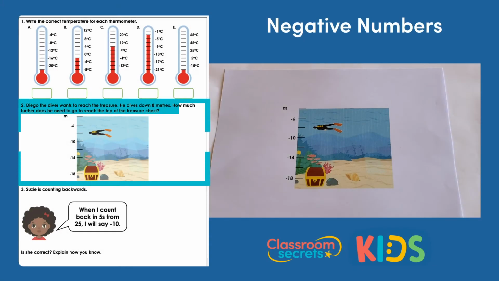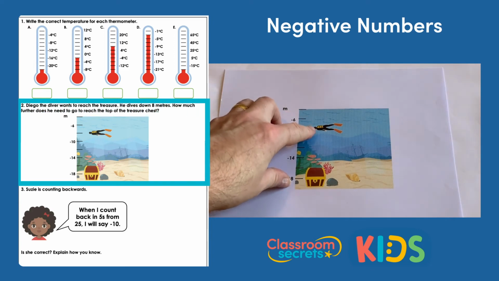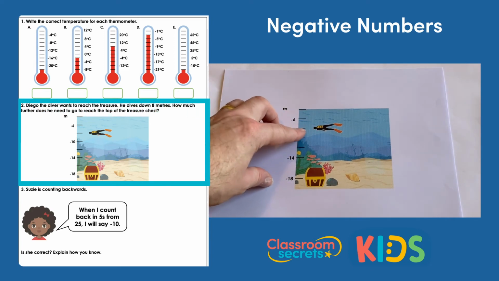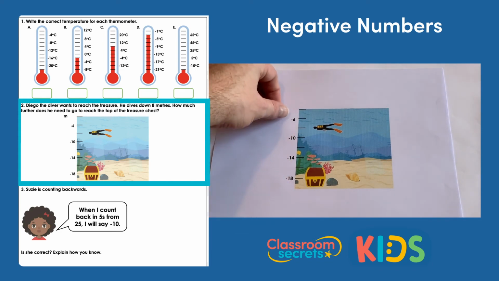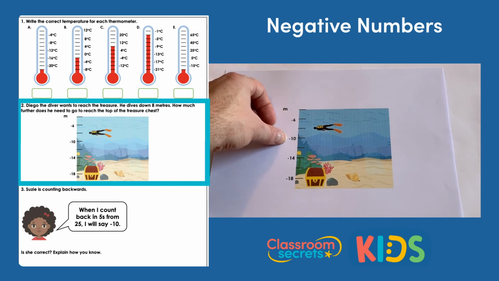Question 2 says, Diego the diver wants to reach the treasure. He dives down 8 metres. How much further does he need to go to reach the top of the treasure chest? So here's Diego the diver, and if we look on he's at this line here on the scale measuring the metres. The marked interval above him says -6 metres, and the next one below him says -10 metres.